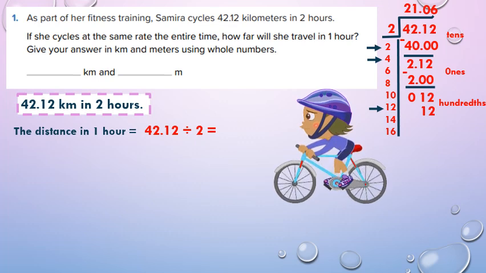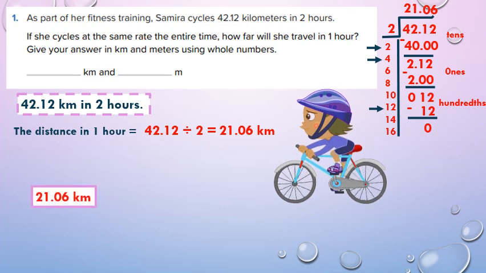So we'll put 0 in the tenths place. We have to put a 0 in the tenths place because the answer in the hundred place is 6. 12 minus 12 equals 0. So the answer is 21 and 600 kilometers. We could cut 21 and 600 kilometers into 21 kilometers and 600 kilometers.